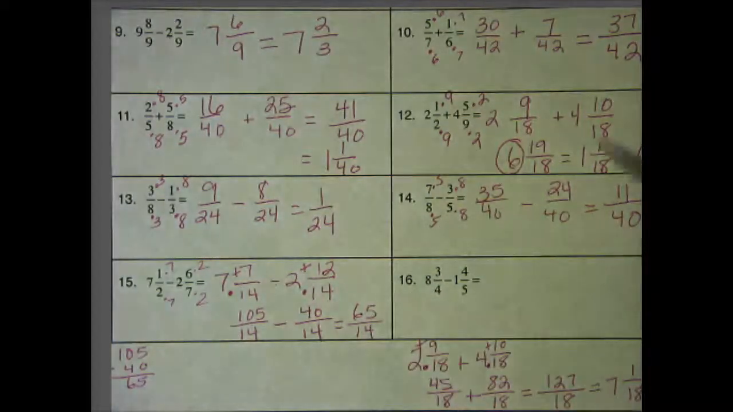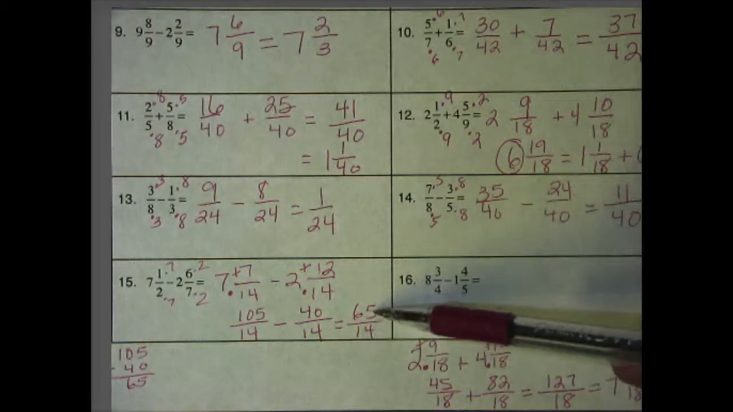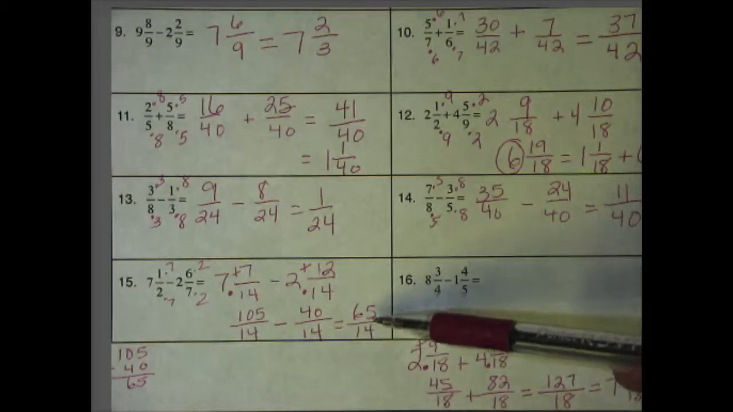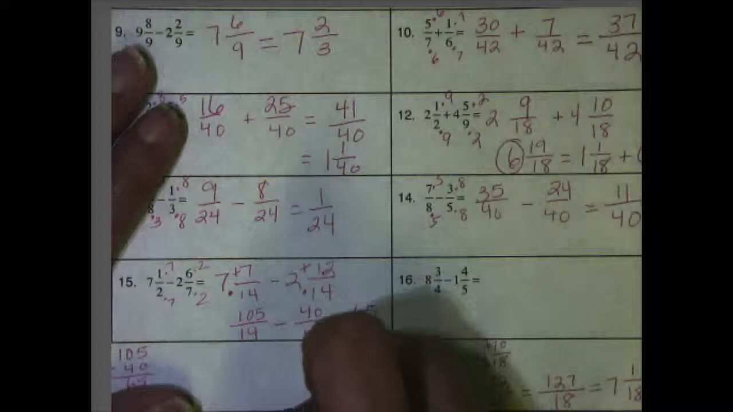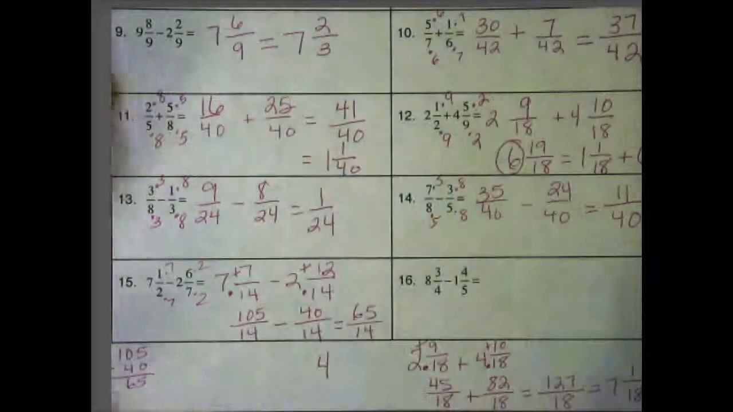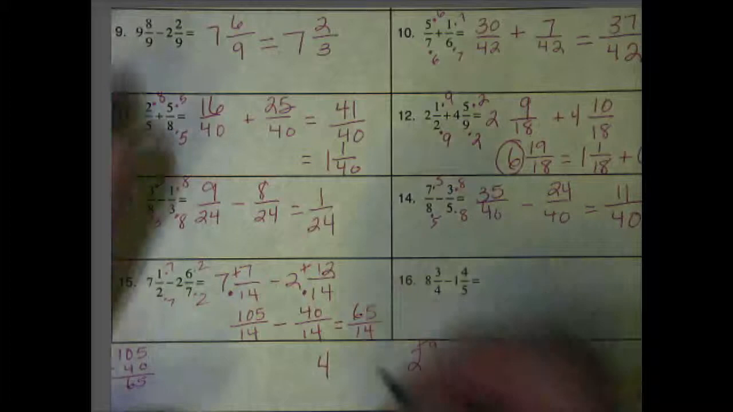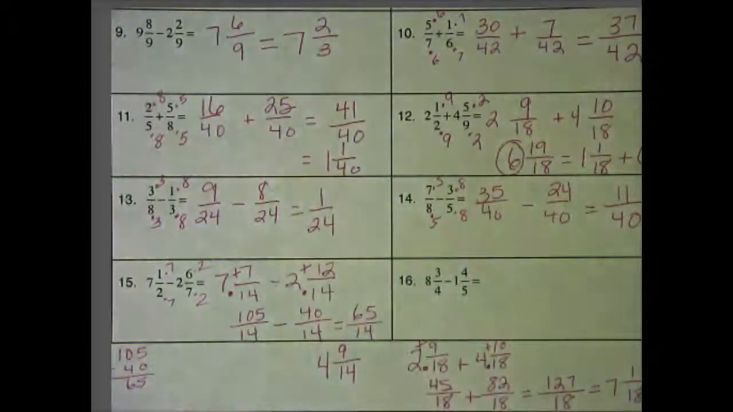So our next step is to ask, since we have an improper fraction, how many times does 14 go into 65? Well, 14 times 1 is 14. Now that's not going to work. 14 times 2 is 28. 14 times 3 is 42. 14 times 4 is 56. I think that's probably going to be our best number. So we have 4 times, and 65 minus 56 is going to leave us with 9 over 14.